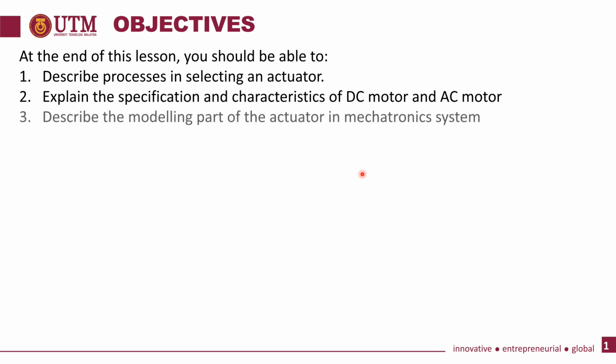And the last objective is to describe the modeling part of the actuator in mechatronic system. When you are given the questions, what is the part of the modeling system for your motor and how do you want to do that? You can learn in this lesson or in this chapter.